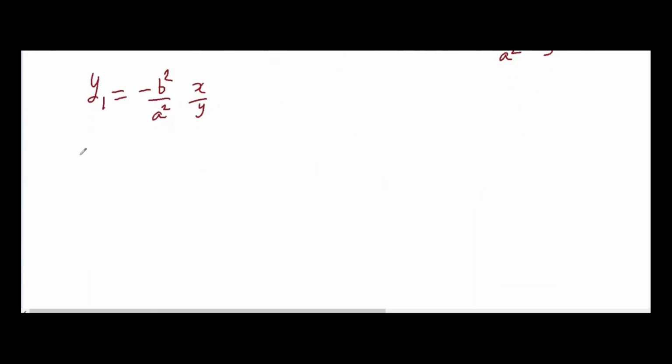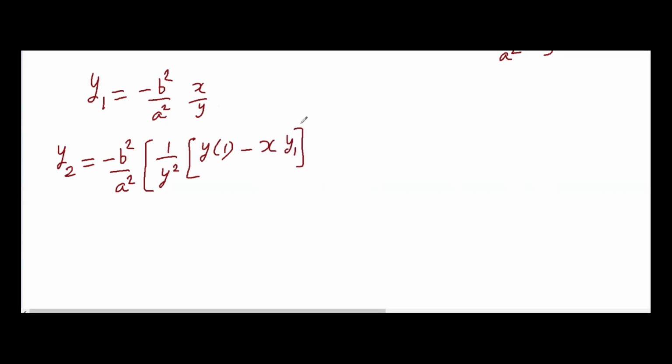Now I will differentiate this with respect to x again. So this will be y2 equals minus b square upon a square, which is constant so it stays as it is. And here I will apply the u by v formula: 1 by y, dx by dx that is 1, minus x again dy by dx which I am writing as y1. Okay, this is clear, right? Then here minus b square upon a square.